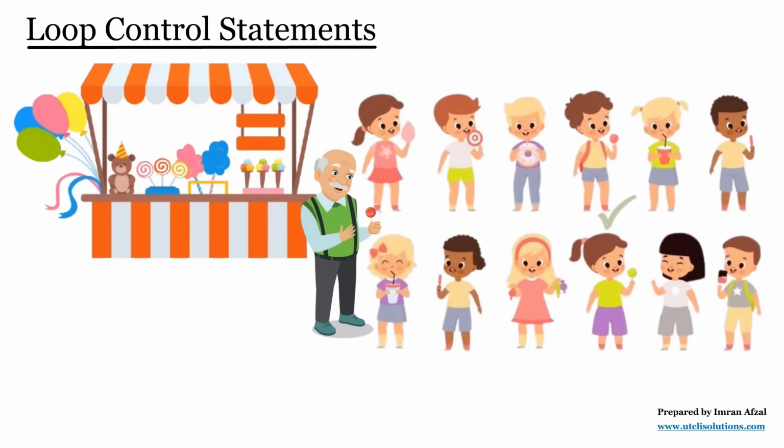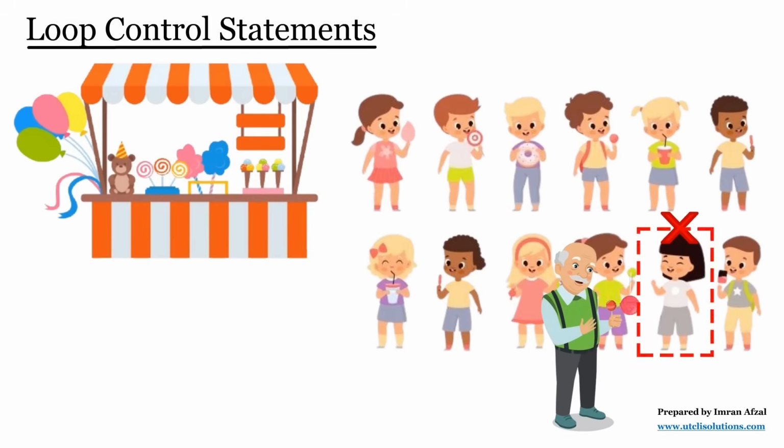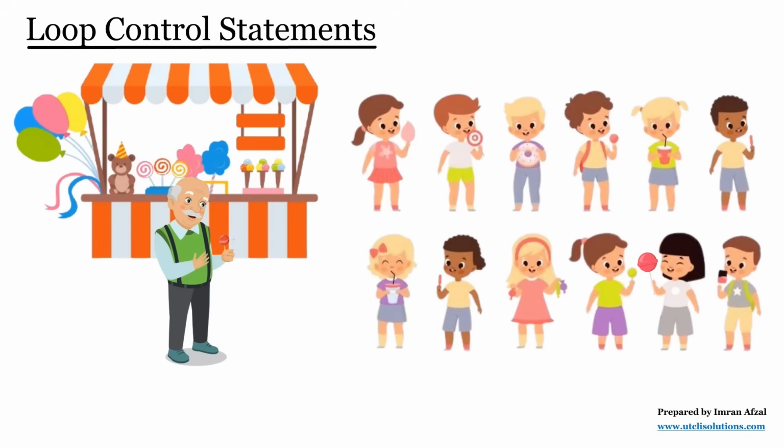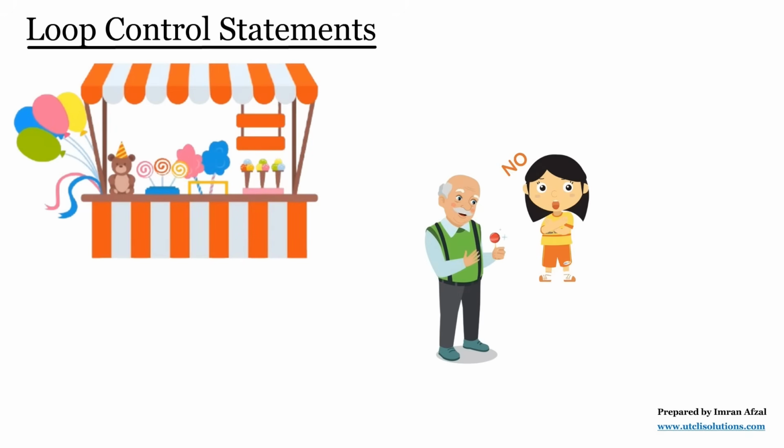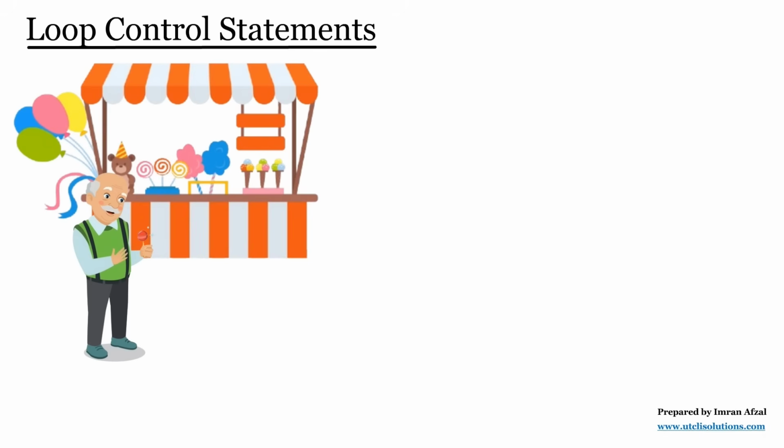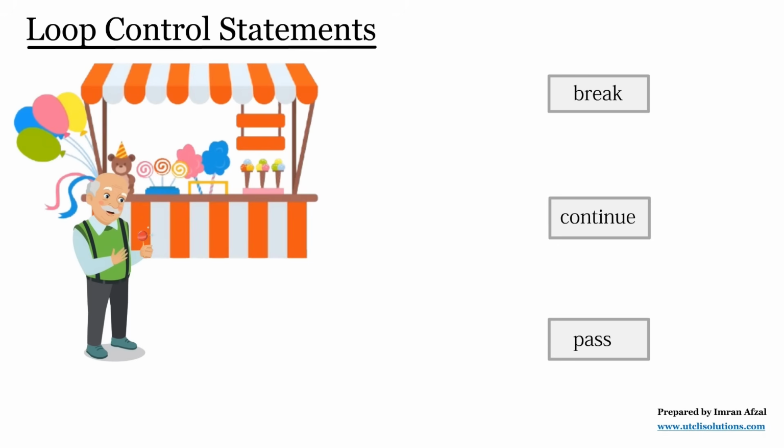If you find the first child who hasn't received candy, you give them the candy and stop looking further. This is like using a break statement because you have found the child you were looking for. So there's no need to check the rest. If you see a child who doesn't want candy, you simply smile and move on without doing anything. This is like a pass statement. These small actions help you manage the process efficiently, just like loop control statements make loops work effectively in Python.